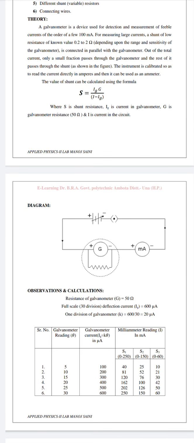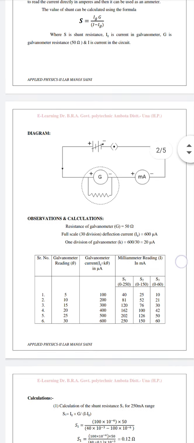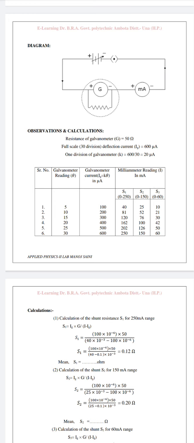Here, when a low resistance is connected in parallel to the galvanometer, it is converted to the ammeter. Now come to the observation, the procedure for taking these observations. We set the value of deflection in the galvanometer and measure the corresponding current in milliampere. So now the galvanometer is having a range 0 to 30.